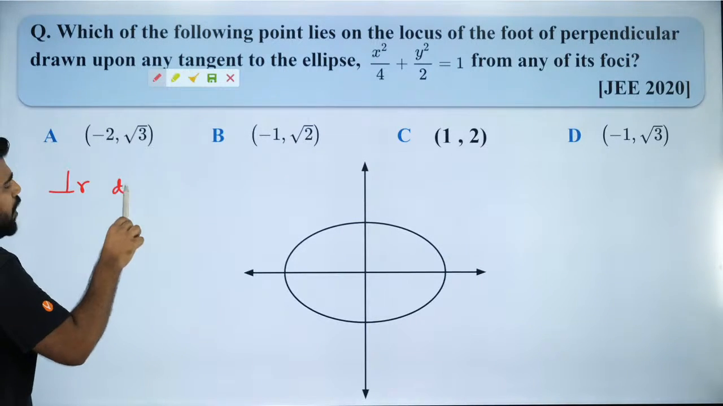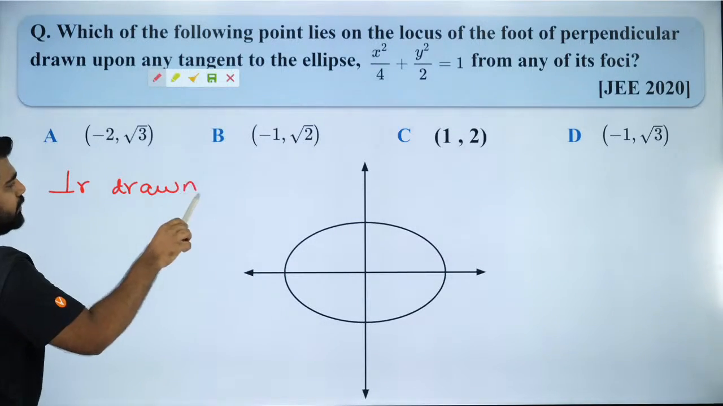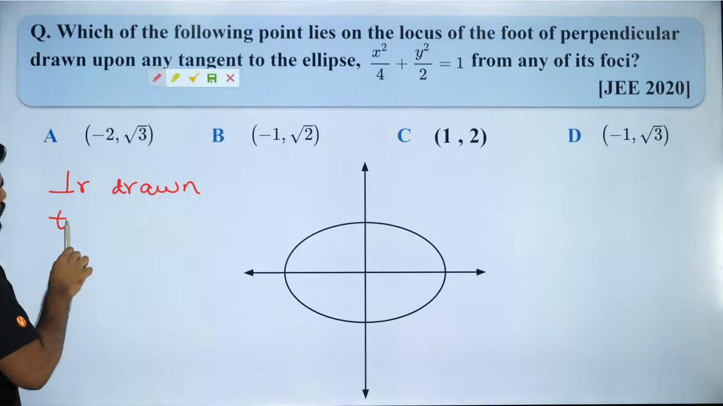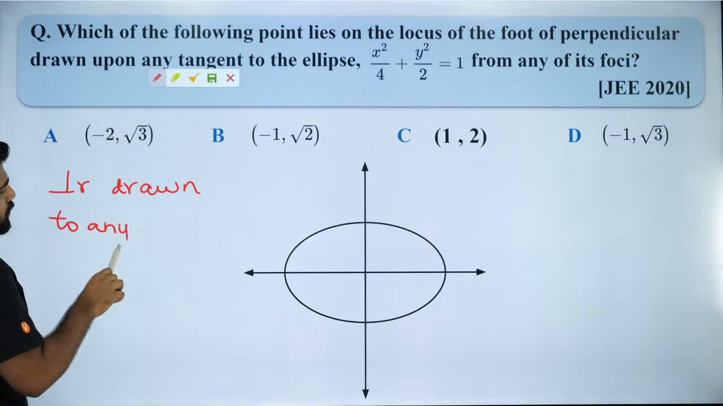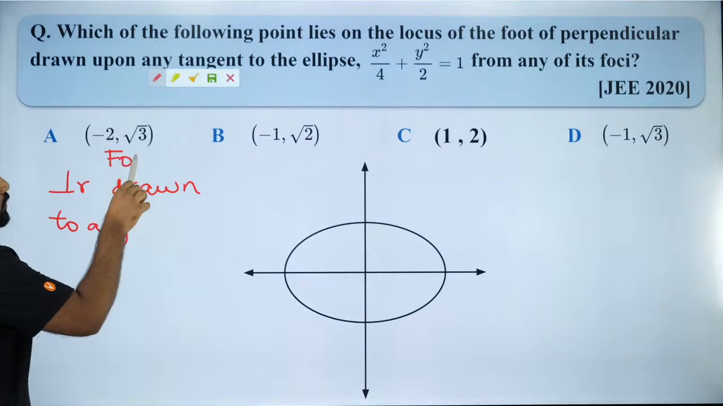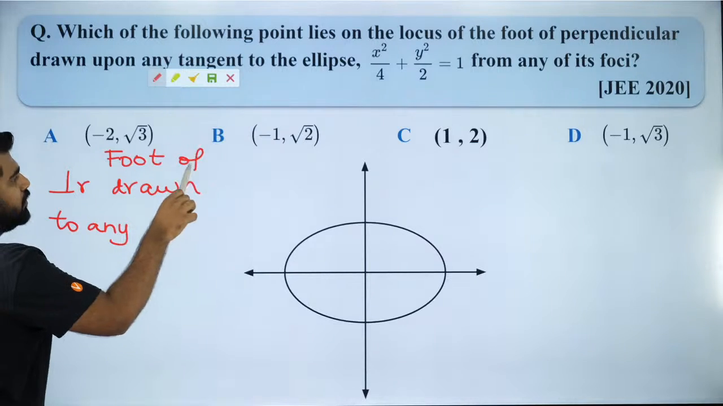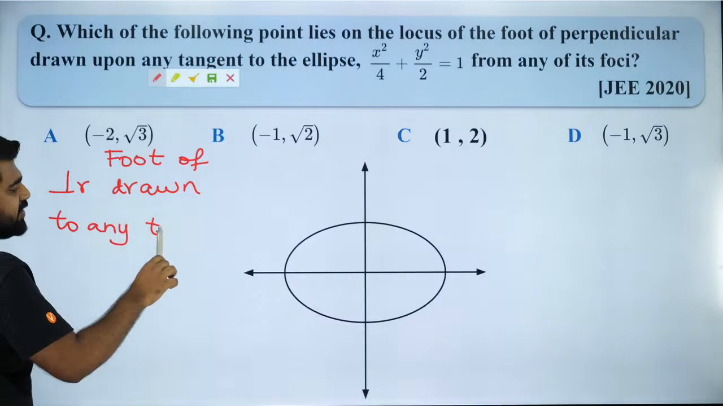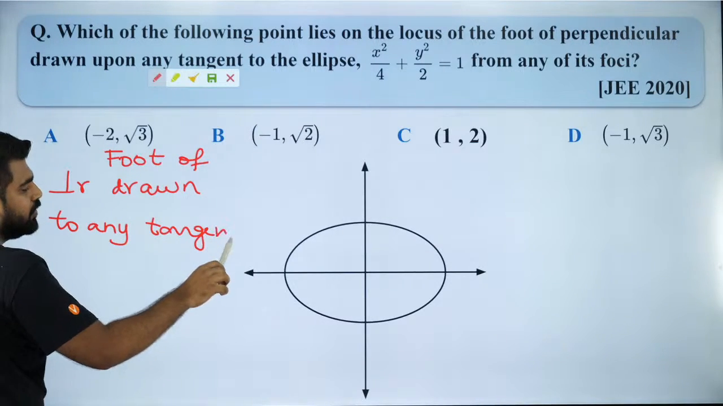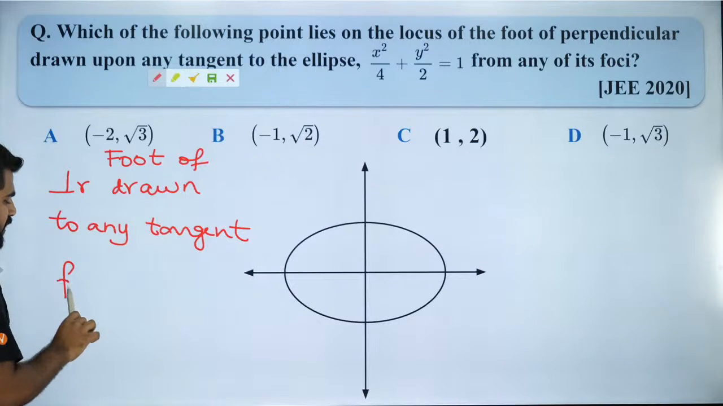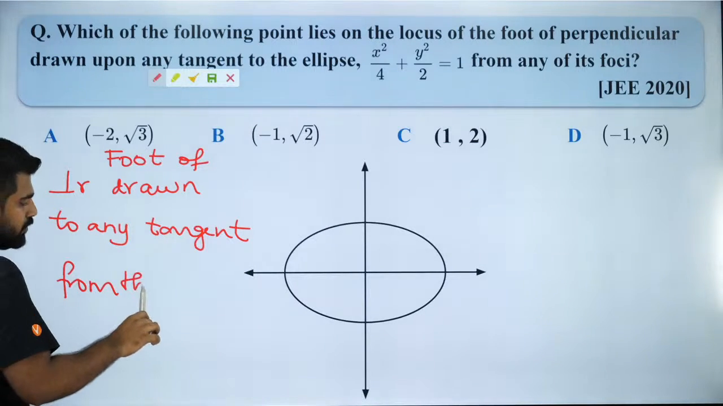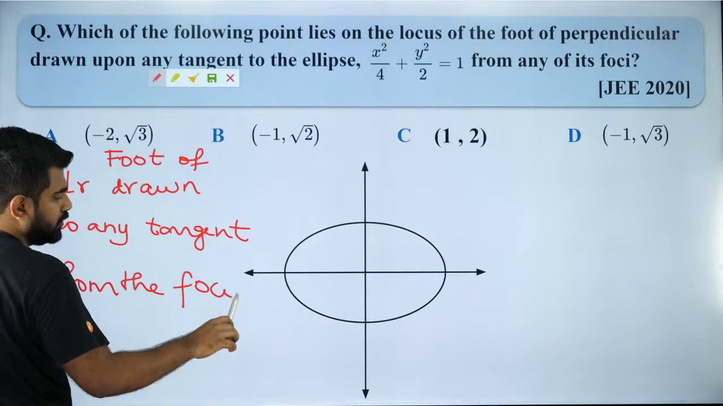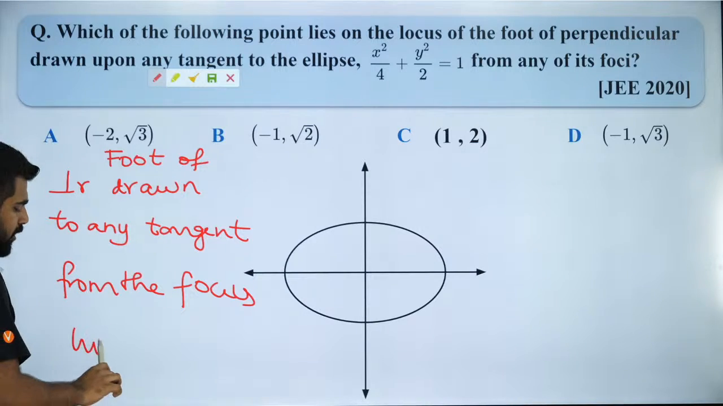Perpendicular drawn to any tangent, foot of perpendicular drawn to any tangent from the focus will lie on the auxiliary circle.